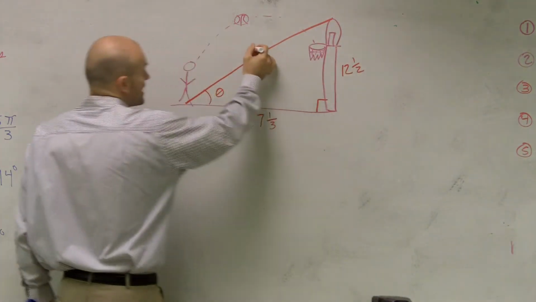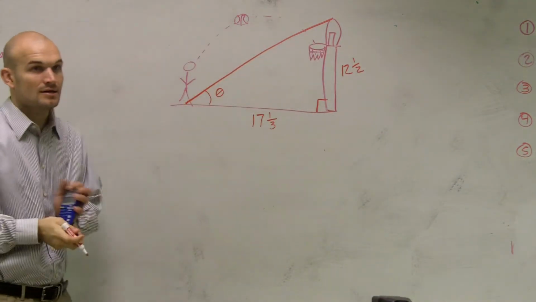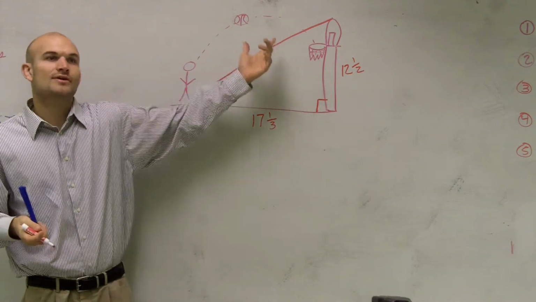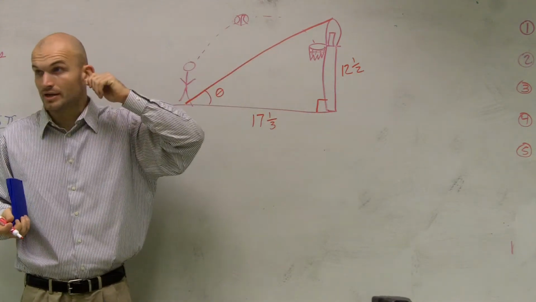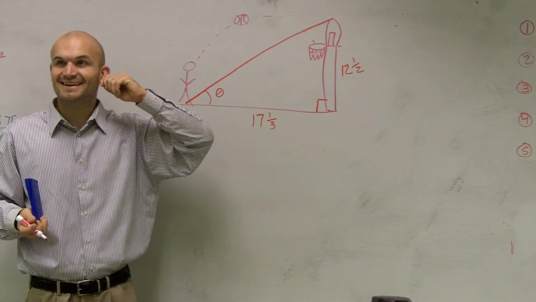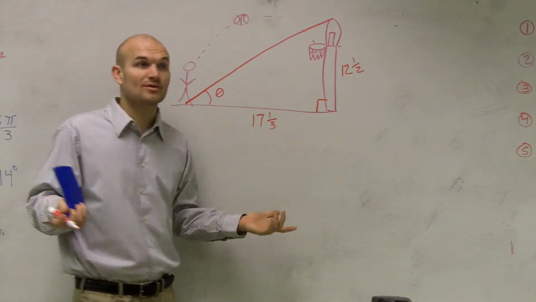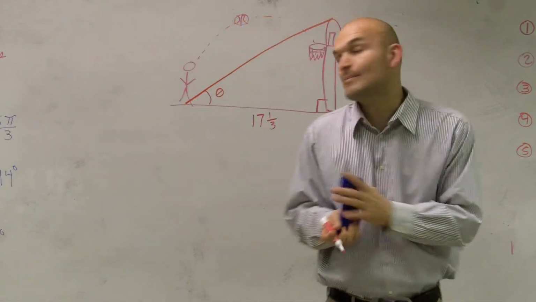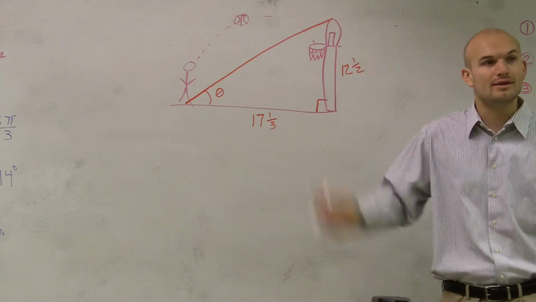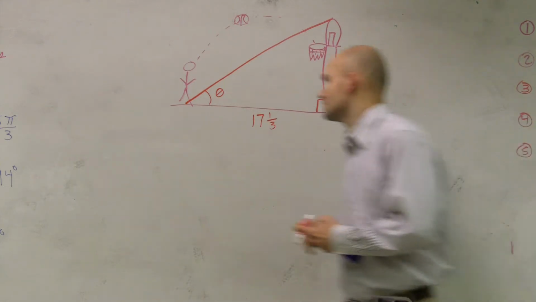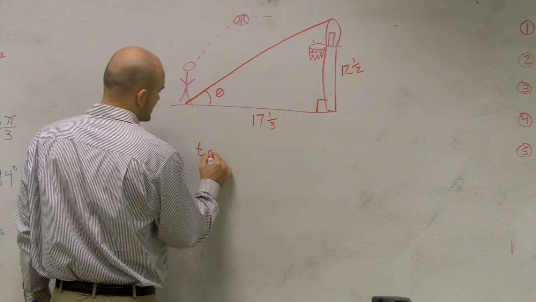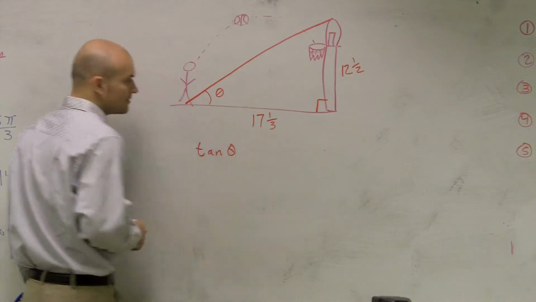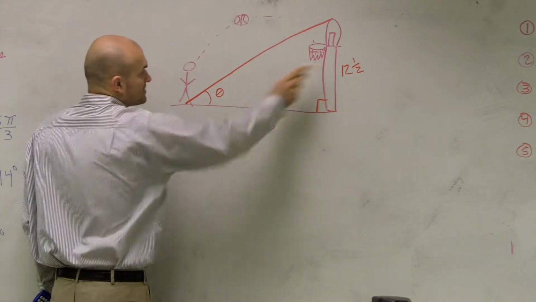Now, as you noticed, I don't know the value of my c, which is my hypotenuse. Therefore, I'm not going to be able to use sine or cosine, right? Because sine and cosine both have opposite over hypotenuse or adjacent over hypotenuse. So the only one left is tangent. So what I'll write is tangent of theta is going to equal the opposite side.